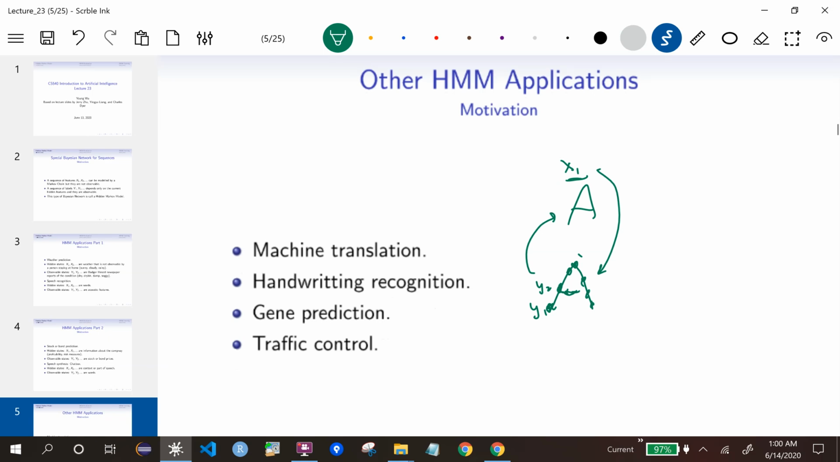And the next one is something I'm not very familiar with. The gene prediction one is related to biology. So if you search on Wikipedia, you can see how this is related to some kind of Markov model. And lastly, traffic control. So the hidden states are basically what is the event, what is the time of day, and so on. And then what we have, the label is basically how many cars are there, and so on.